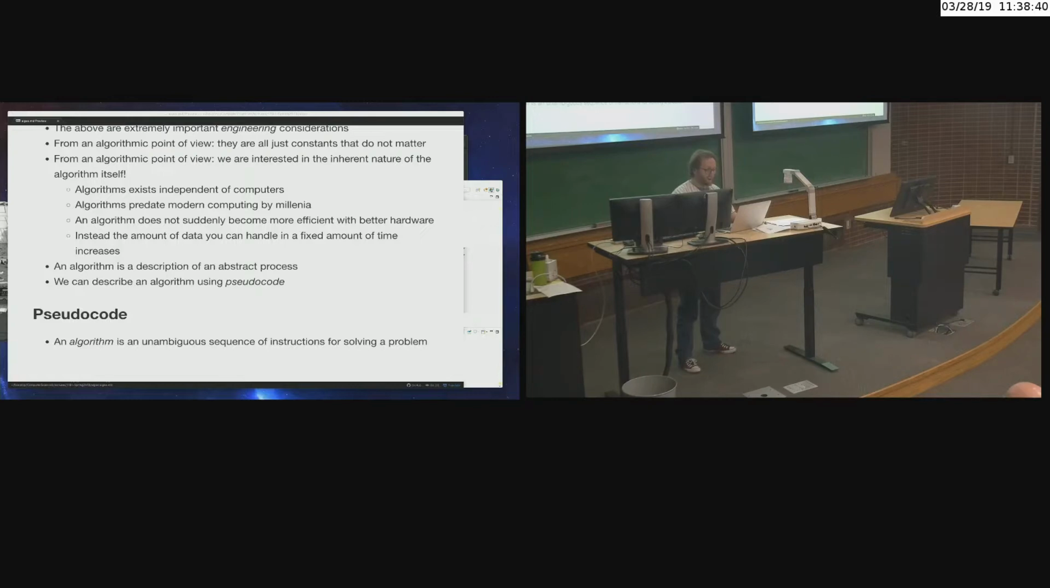An algorithm is not Java code. It's not a method. It's not a function. It's not a snippet of code in a particular programming language. Instead, we need to use pseudocode to describe an algorithm, right? We'll use pseudocode, excuse me. There we go. All right.